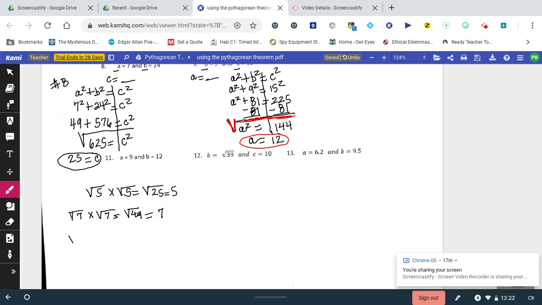All right, if I said, what is the square root of 10 times the square root of 10?